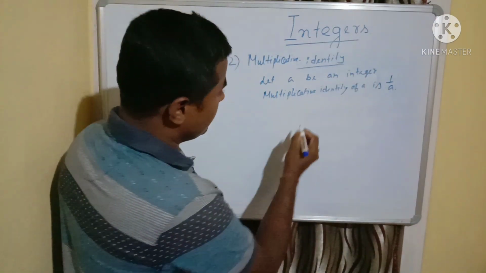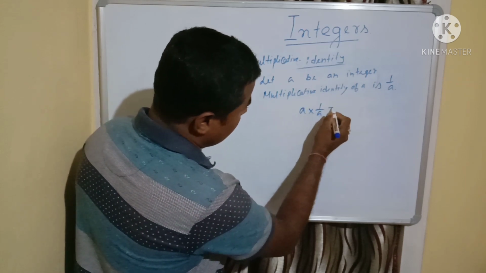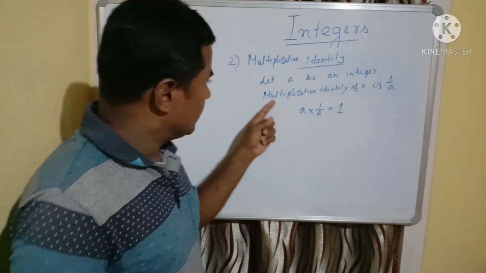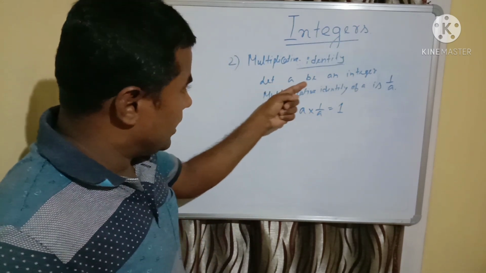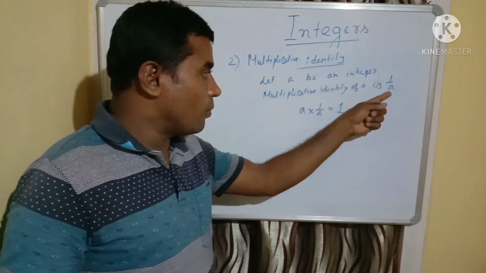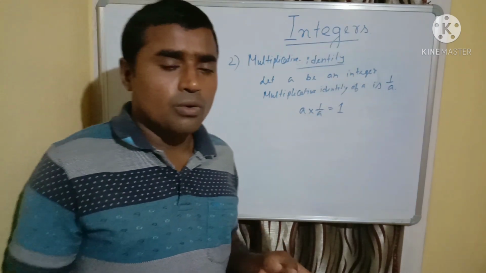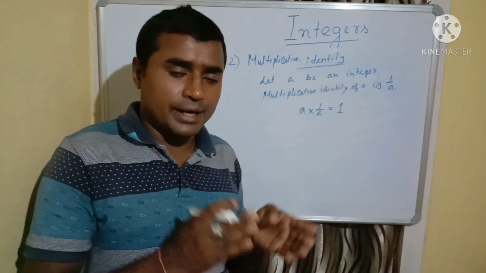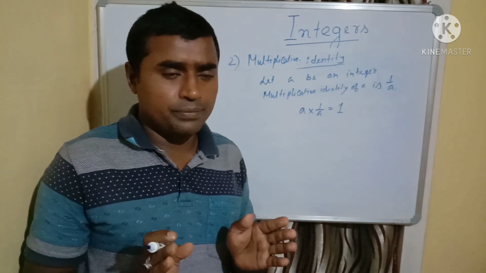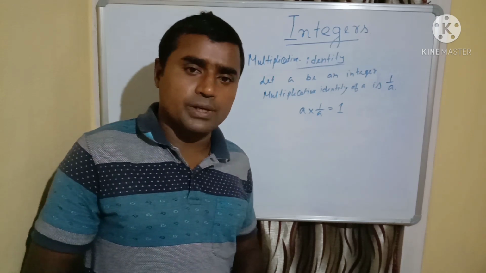It is because whenever you multiply a and 1 by a, your result is 1. So learn this line. If a be an integer, then its multiplicative identity is 1 by a. Reason, a into 1 by a equal to 1. That means the product of an integer and its multiplicative identity is always 1.